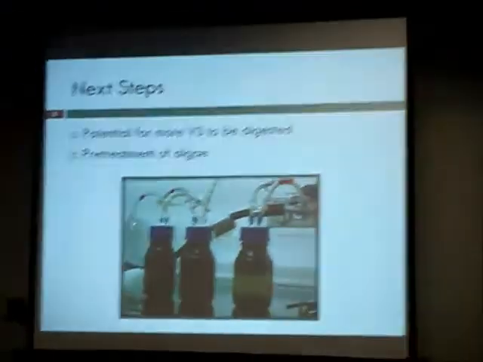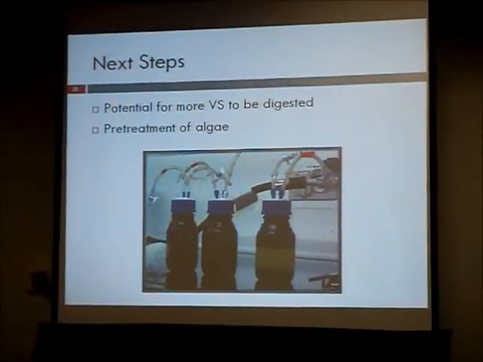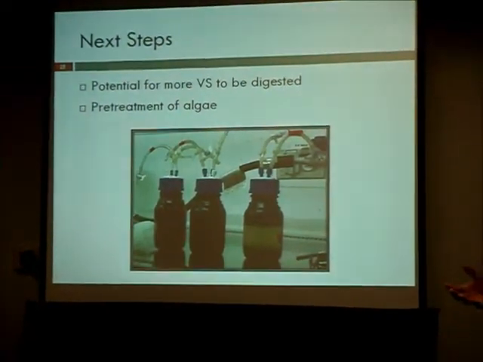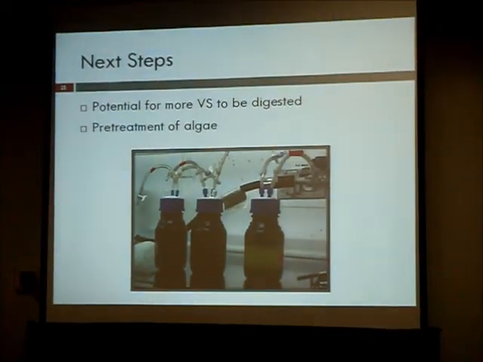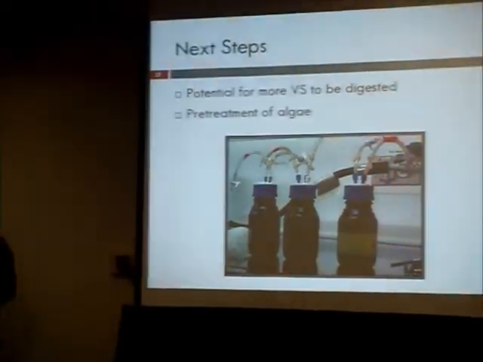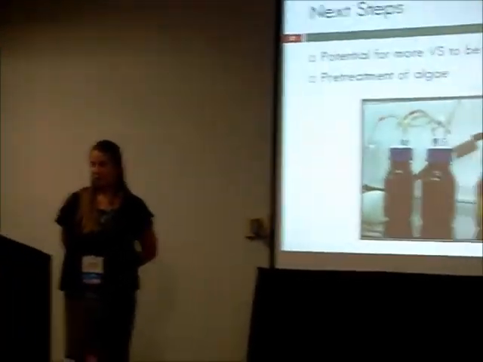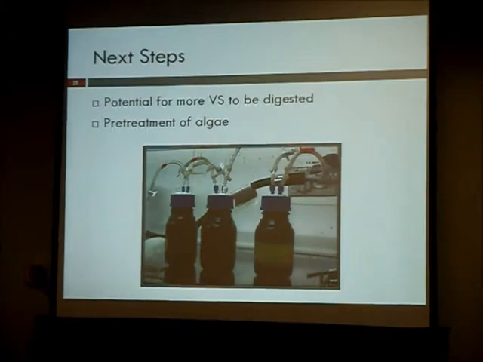So this isn't the end of the line of our research. When we finished our digestion experiments, we found that the digestate was still green, meaning that there was still intact algae in there that wasn't being digested. So if we could find a way to pre-treat that algae to get more of it digested, we could increase our biogas yield.